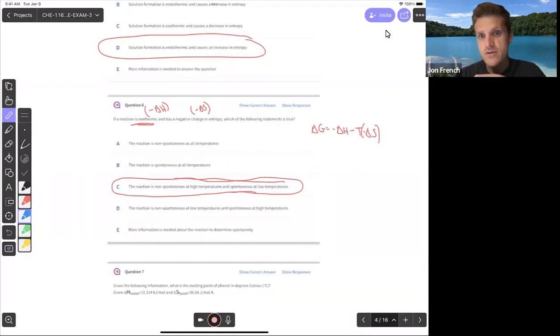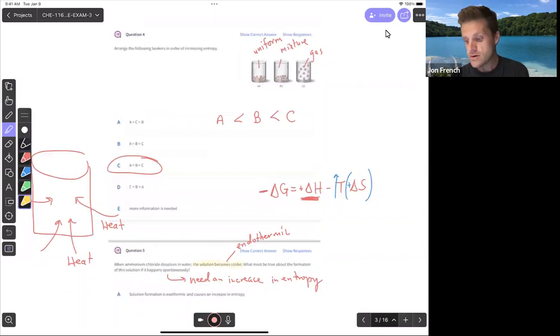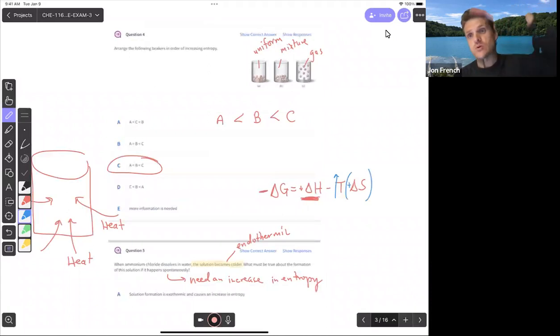Still confused on how this is an endothermic process? It's endothermic because it feels colder. It's colder to the touch. So it's absorbing energy from the surroundings, and that's the definition of an endothermic process. It's absorbing energy from the surroundings.